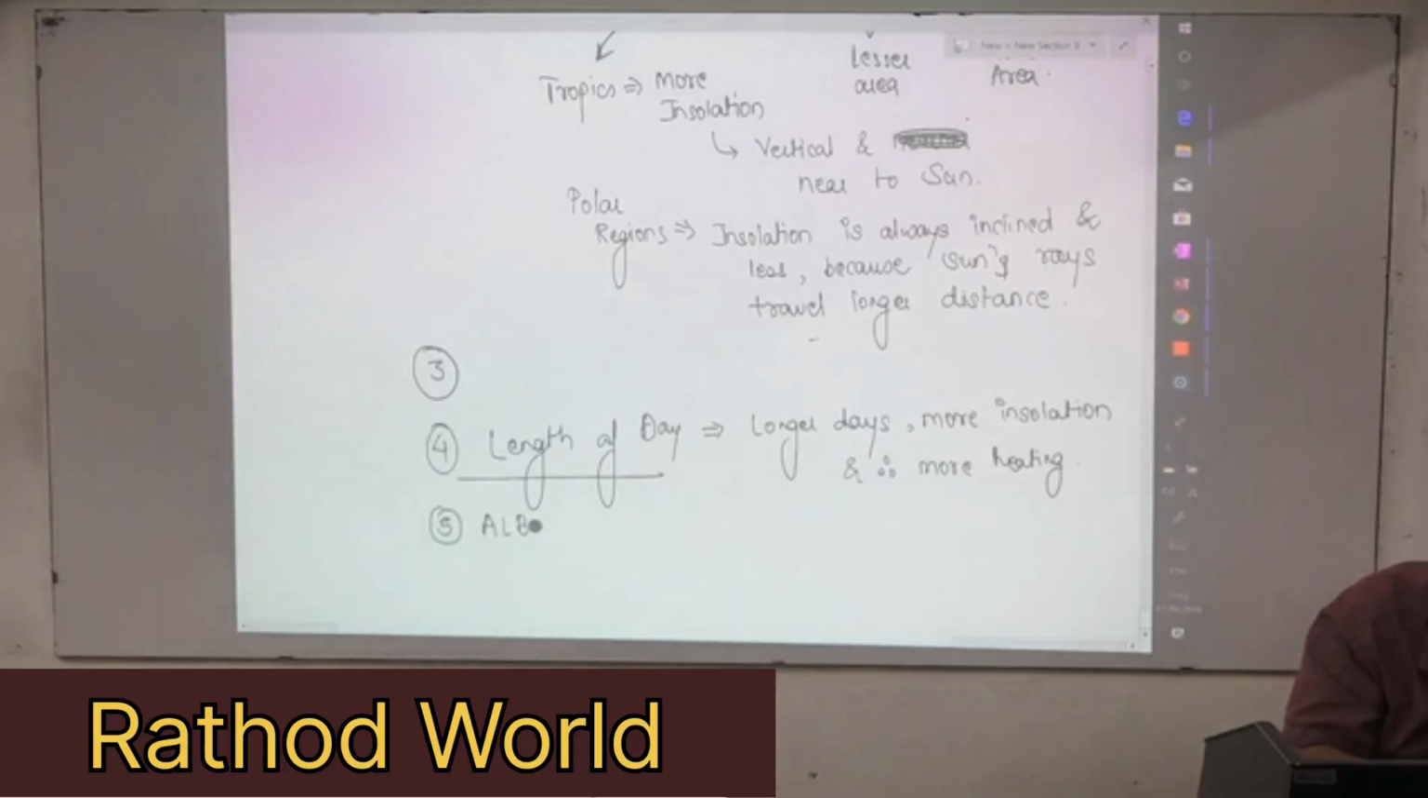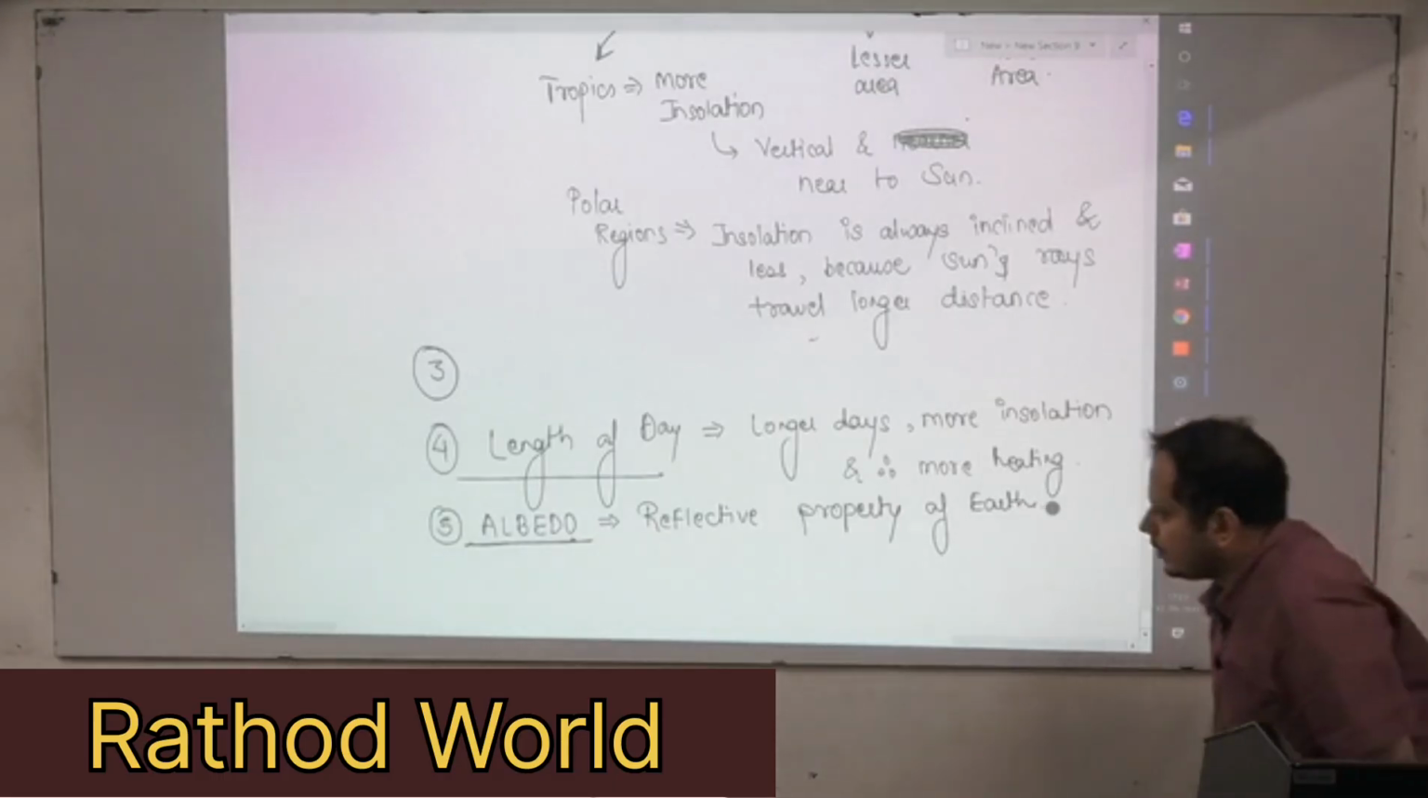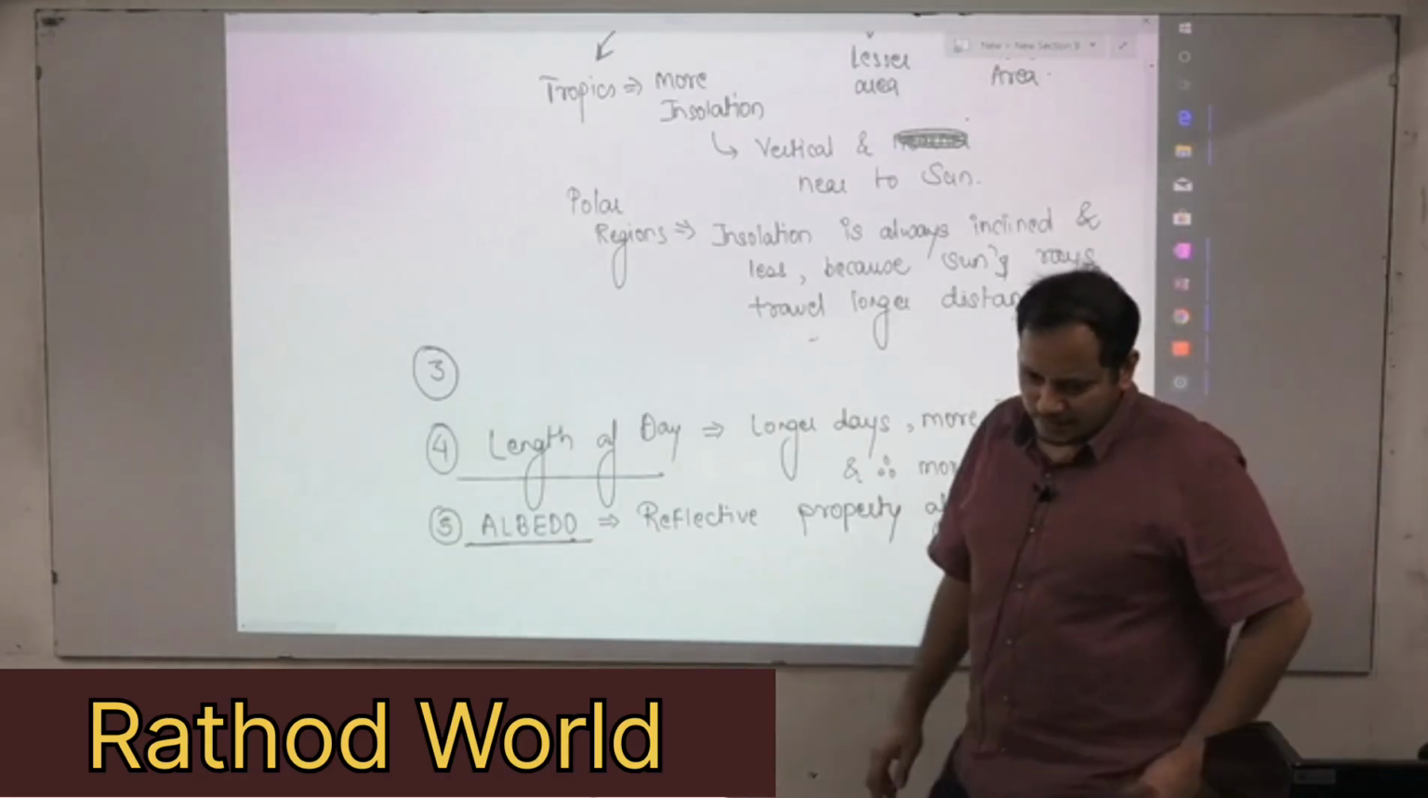And fifth is albedo. It is nothing but the reflective property of the earth.